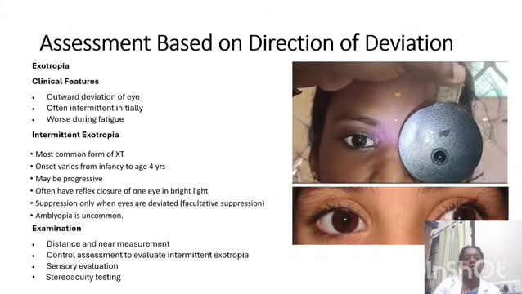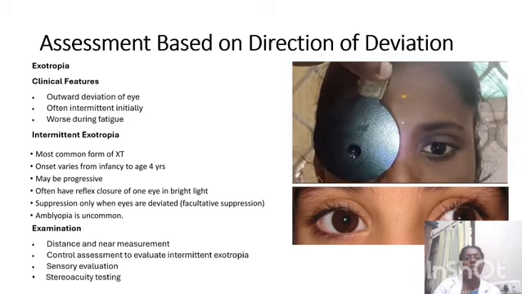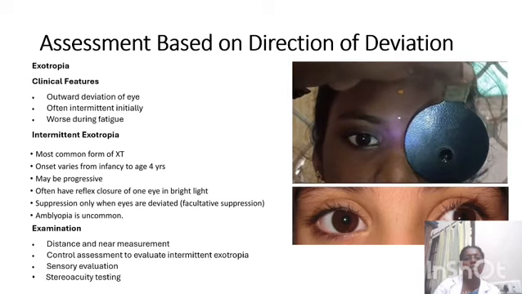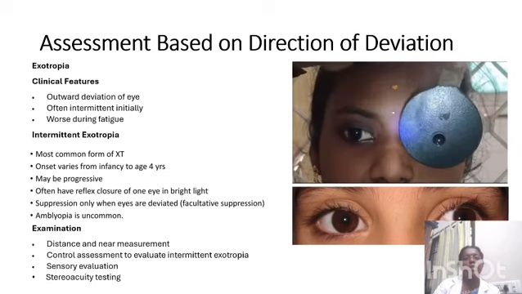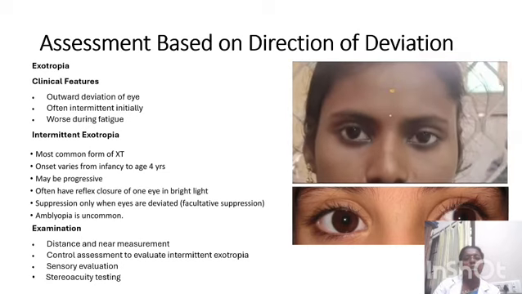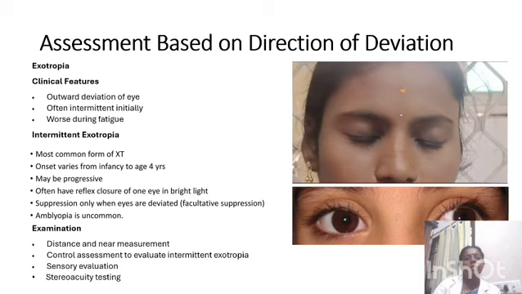Exotropia is an outward deviation of the eye. It is frequently intermittent during the early stage and becomes more evident during fatigue, illness, or inattention. Assessment includes measurement of distance and near deviation, sensory evaluation, visual acuity testing, and control assessment.